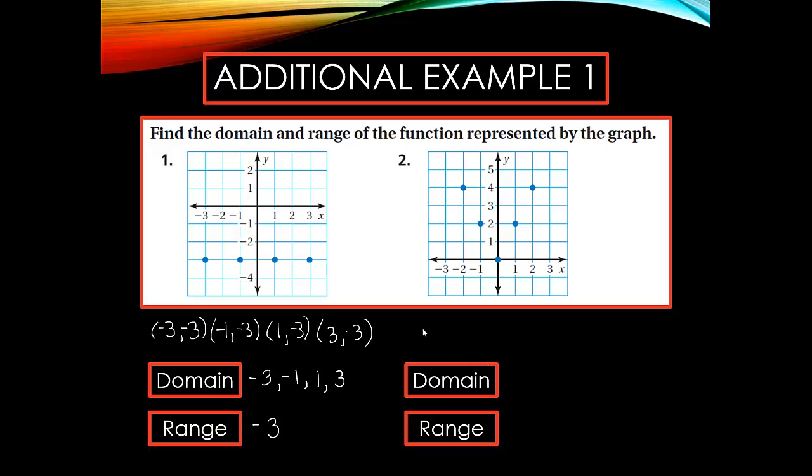Now for number 2, we're going to write down our ordered pairs. We'll start here on the left side of the graph and we'll work our way around. So our first ordered pair is (-2, 4). And then we have (-1, 2). We have (0, 0). We have (1, 2). And we have (2, 4).